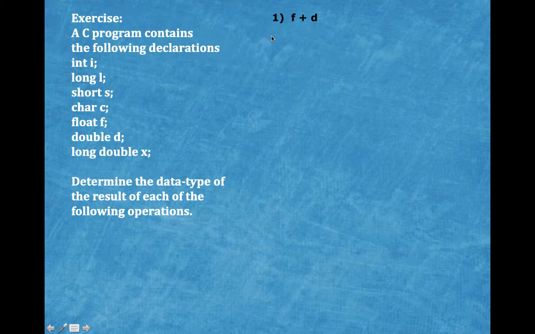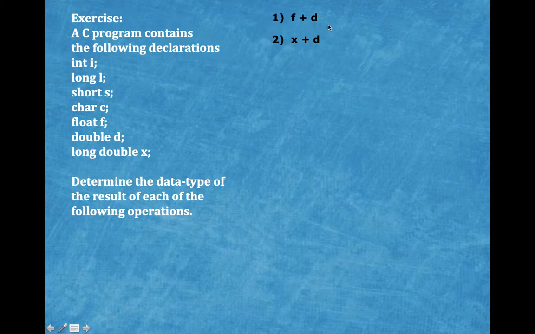You will get operations like these. What you need to understand over here is, the question is not asking us to find a value of the expression. It is asking us to find out the data type of the expression f plus d. Okay. So now let's understand what will be the data type of f plus d. So f is of data type float. D is of data type double. Let's take one more expression. Okay. Where x is long double and d is double.